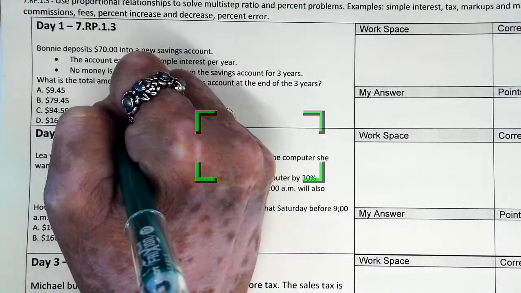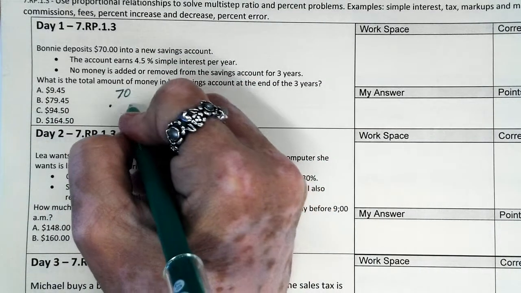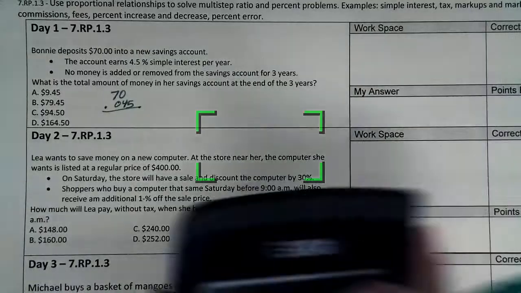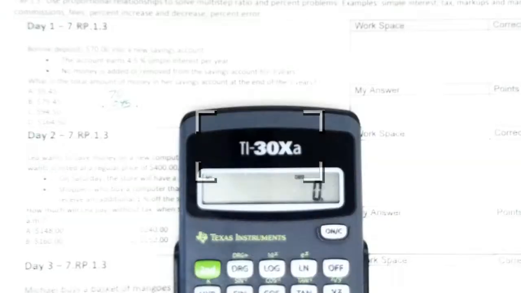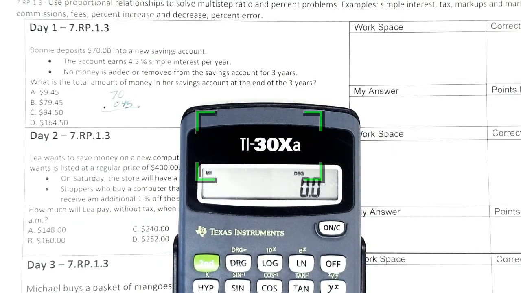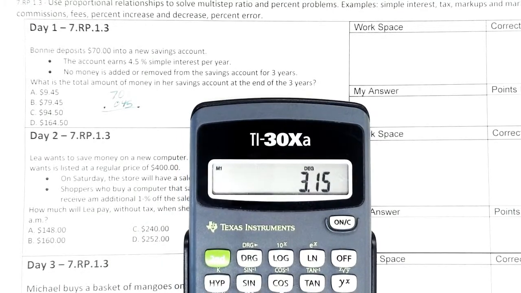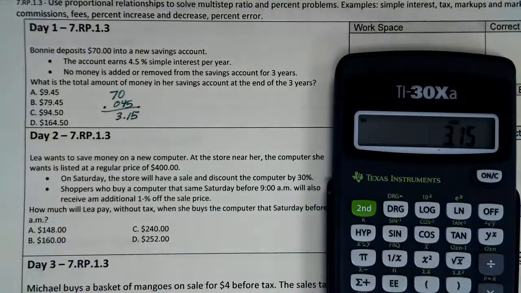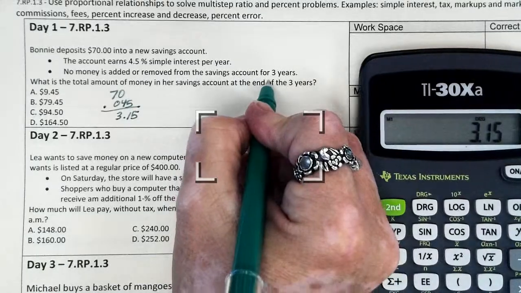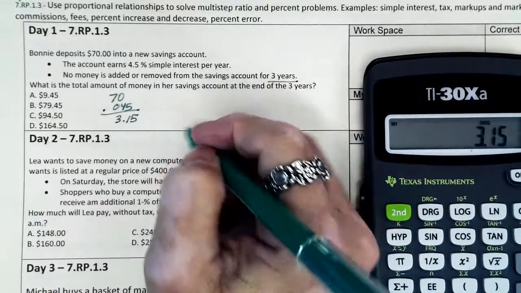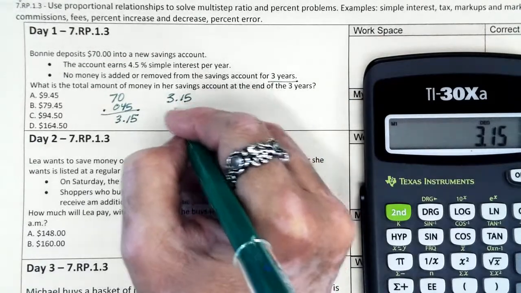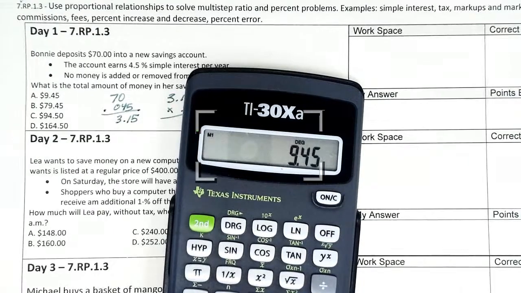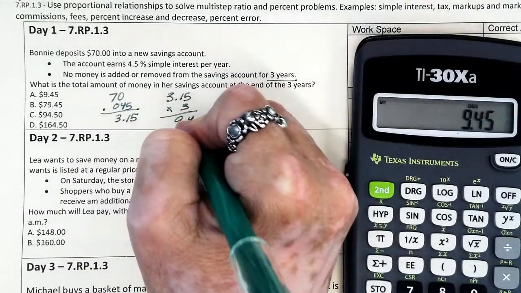All right, so what you're going to do is you're going to take that $70 and multiply it times 0.045. So that is going to give you the amount of interest that is earned on $70. Okay, so on $70, you're going to earn $3.15. Okay, we do that for 3 years. So $3.15 times 3 would be $9.45.